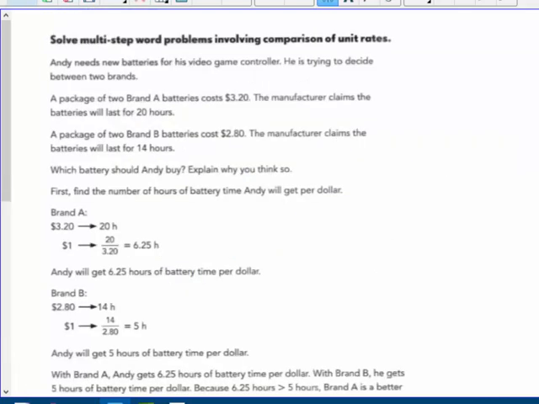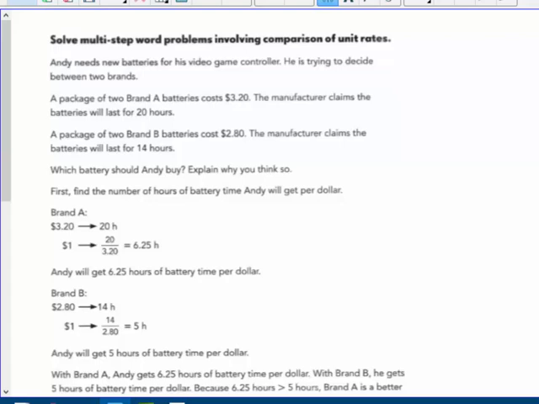Solving a multi-step problem involving comparisons of unit rates. Andy needs new batteries for his video game controller. He is trying to decide between two brands. A package of 2 brand A batteries costs $3.20. The manufacturer claims the batteries will last for 20 hours. A package of 2 brand B batteries costs $2.80. The manufacturer claims that those batteries will last for 14 hours. Which battery should Andy buy? Explain why you think so.